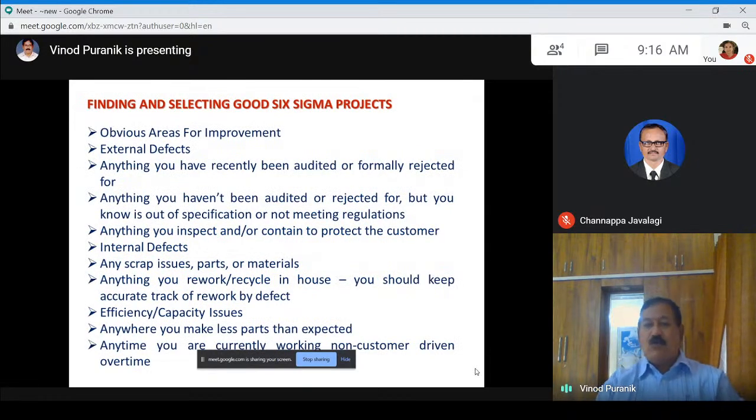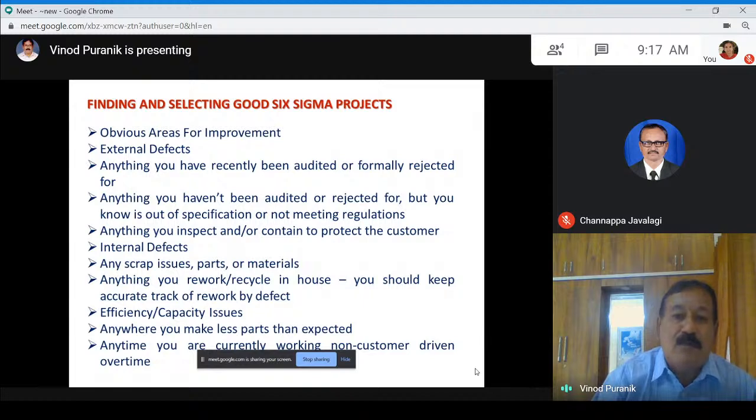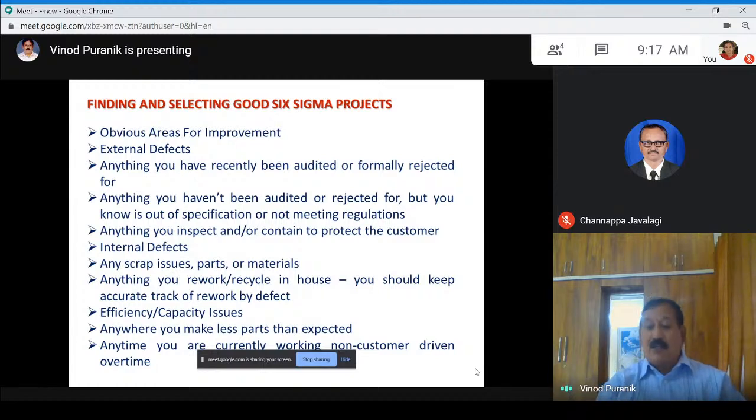And it is very important also to know what the best Six Sigma projects are. How are you going to select Six Sigma projects? I think we'll look at a list of different Six Sigma projects. It may be areas for improvement where you need to improve. There are some defects in your organizations. So anything you have recently been audited or formally rejected for. Also anything you haven't been audited or rejected for, but you know the specification is not being met or the regulations are not being met. So these are the problems, internal defects.